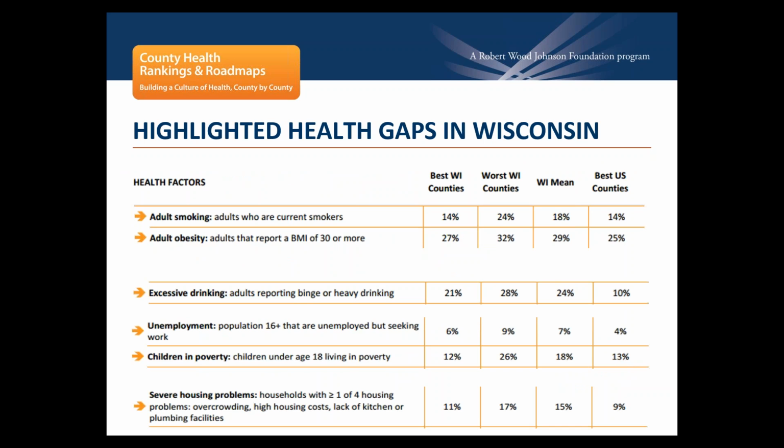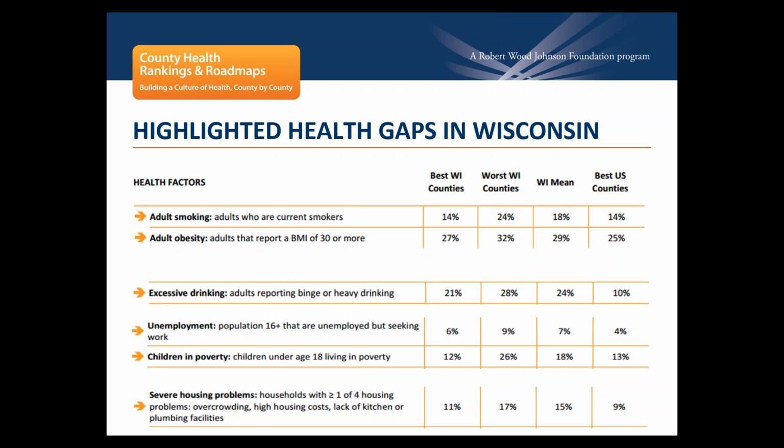The health gaps reports were developed for each of the 50 states and provide further information on the meaningful differences among counties and the factors that influence health. And you can see from this table for Wisconsin, for example, that we provide descriptive data for the best performing and worst performing counties in the state, the state mean, and the best performing U.S. counties for each measure. Factors with meaningful differences are called out with arrows in the table.